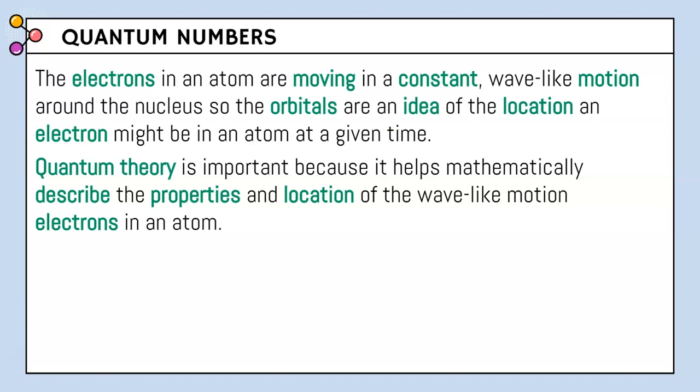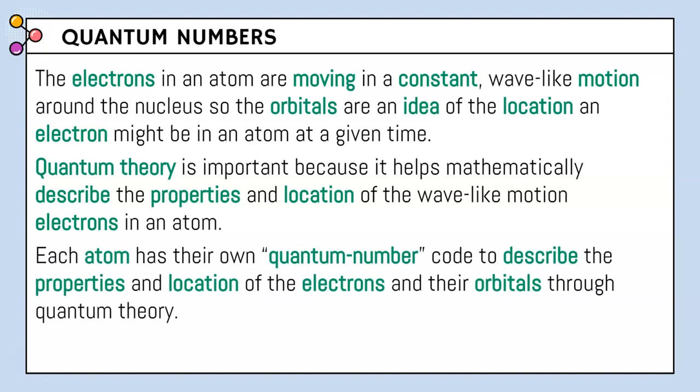Quantum theory is important because it helps mathematically describe the properties and location of the wave-like motion of electrons in an atom. And each atom has its own quantum number code to describe the properties and location of the electrons and their orbitals through quantum theory. And there are 4 quantum numbers.